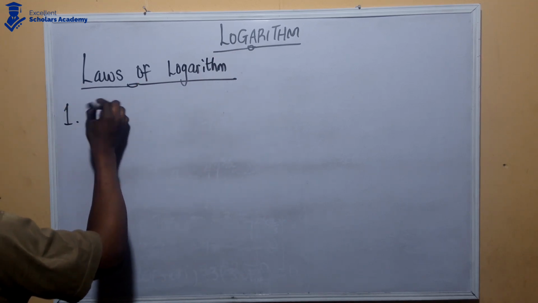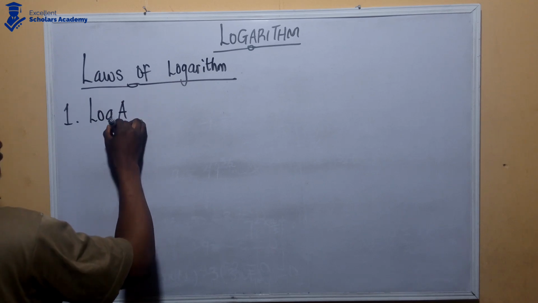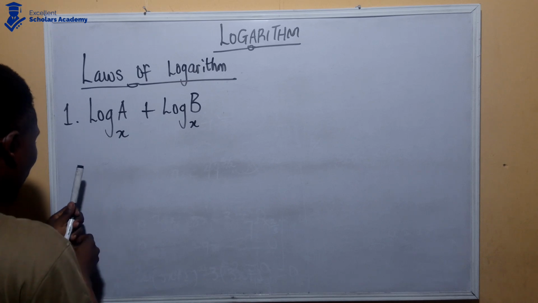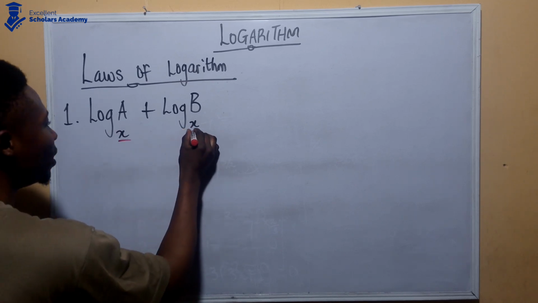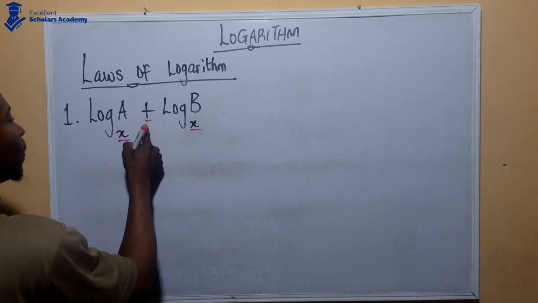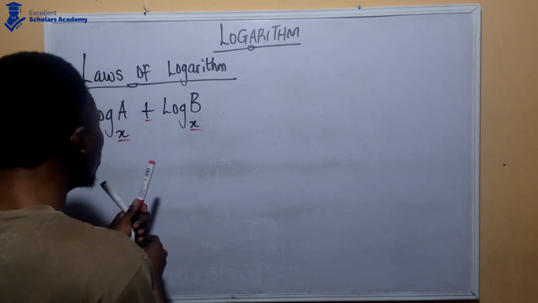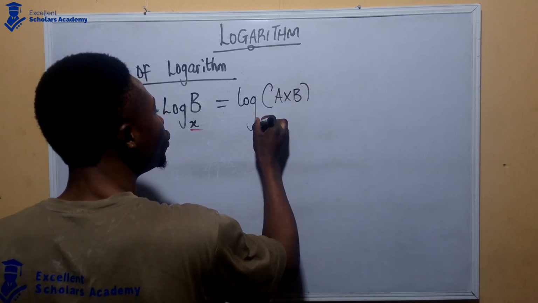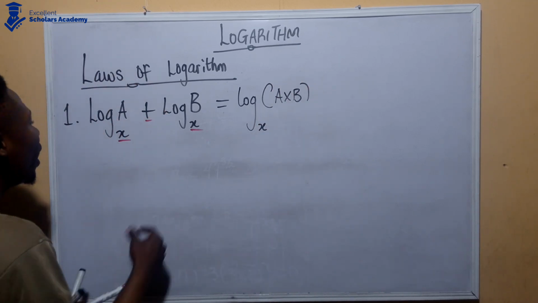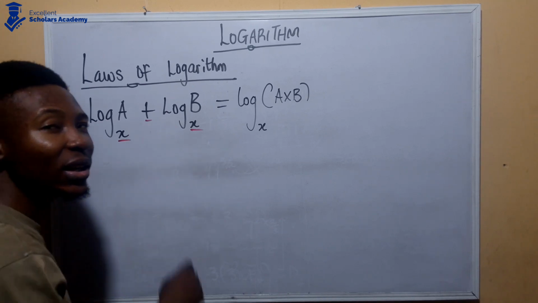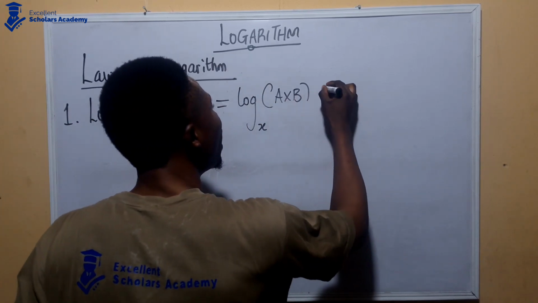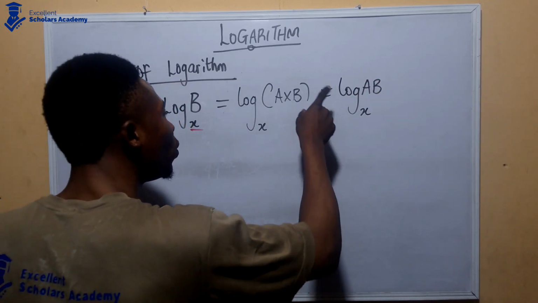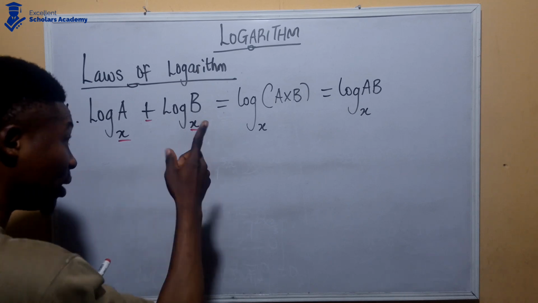Now the first law of logarithm says that if you have log a base x plus log b base x, having it that these two logs have the same base and an addition sign is between them, you can bring them into one logarithm as log a multiplied by b all to base x, because they have the same base and a plus sign is between them. So a times b gives us log ab base x. This is the first law of logarithm.